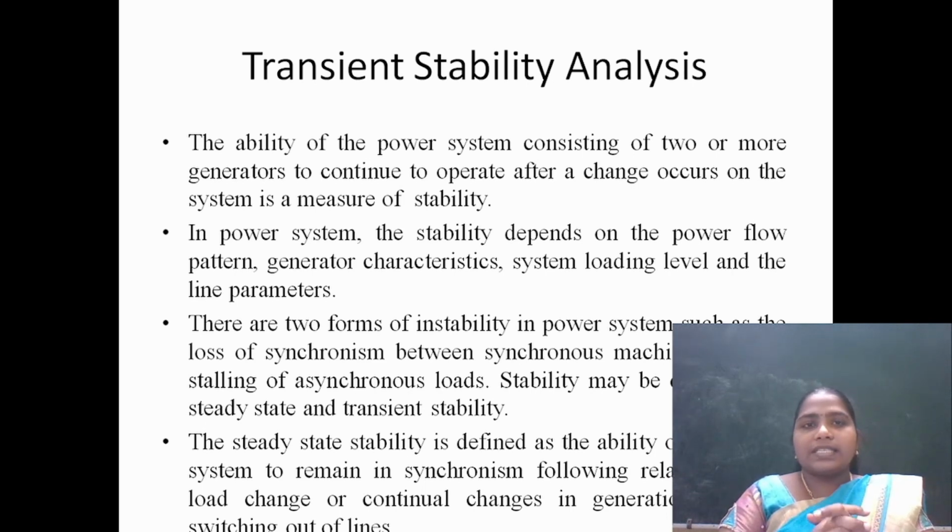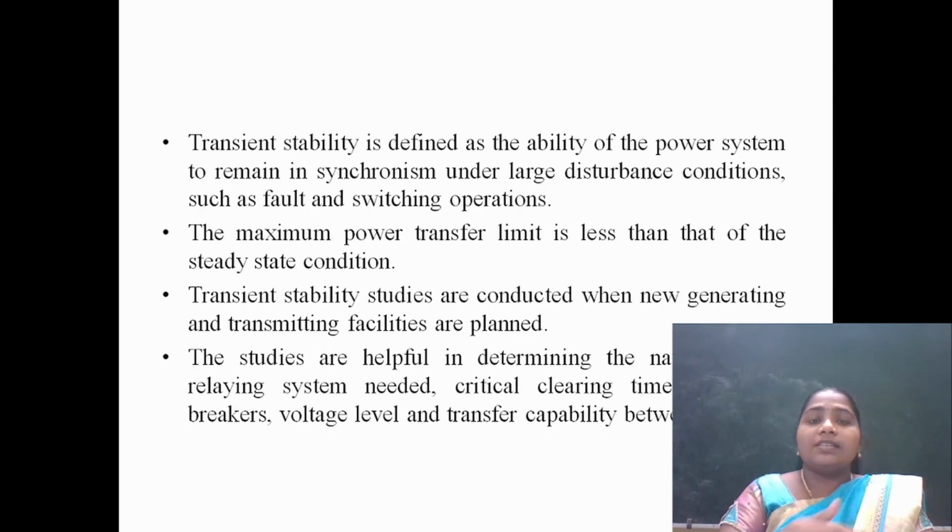The steady state stability is defined as the ability of the power system to remain in synchronism following relatively slow or continual changes in the generation part. And next is the transient stability. It is defined as the ability of the power system to remain in synchronism under large disturbance conditions such as faults as well as switching operations. The maximum power transfer limit is less than that of the steady state condition.